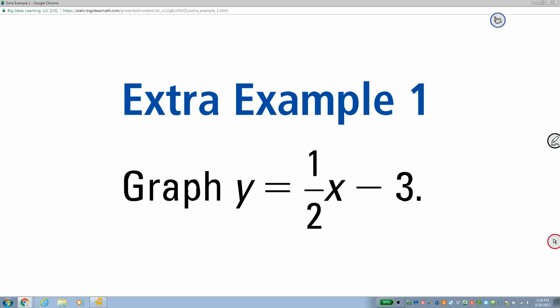How's this table doing? Golden? We don't understand how you plug it in. So this is all your x's. So you can just put -1 in for x. So it's half times -1.